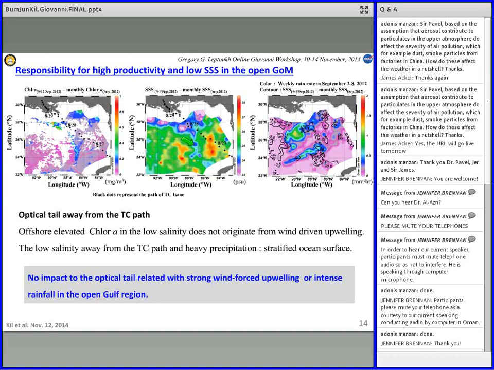So in the meantime, we can also think this low salinity can be a result of heavy rainfall. So we need to check how the low salinity water was affected by the heavy rainfall. But as you can see in this picture right here, the low salinity was indicated by the negative low salinity anomaly, showing off from the heavy precipitation. So consequently, this low salinity water and the chlorophyll A have a causal relationship with each other in the optical tail region.